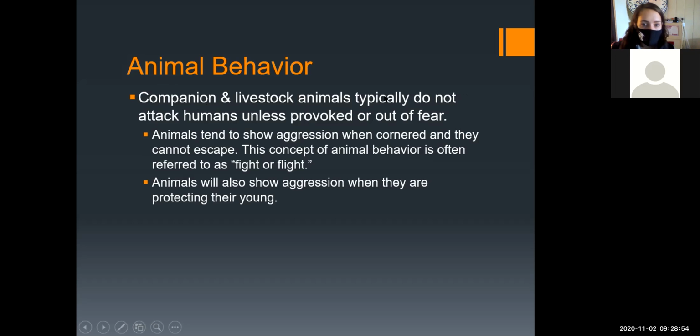Companion livestock animals typically don't attack humans unless they are provoked. They tend to show aggression when they're cornered and cannot escape. This concept is considered fight or flight. Animals will also show aggression when they are protecting their young. We had a pig here last year that when she had babies, she was always very aggressive. She didn't like for you to be around them. She was very mean towards you, and you just kind of knew not to mess with her piglets. So that is a time that they will also show aggression, when they are protecting their young.